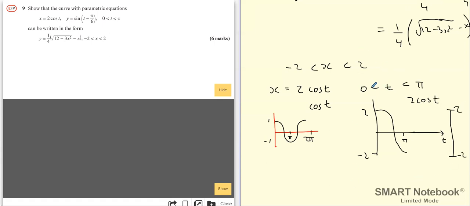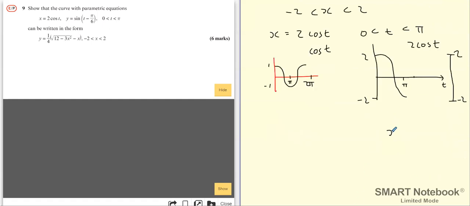But t was not allowed to be 0, and t was not allowed to be pi, so we can't include 2 and minus 2. And therefore, x is greater than minus 2 and less than 2. Does that make sense? Are you happy with that?